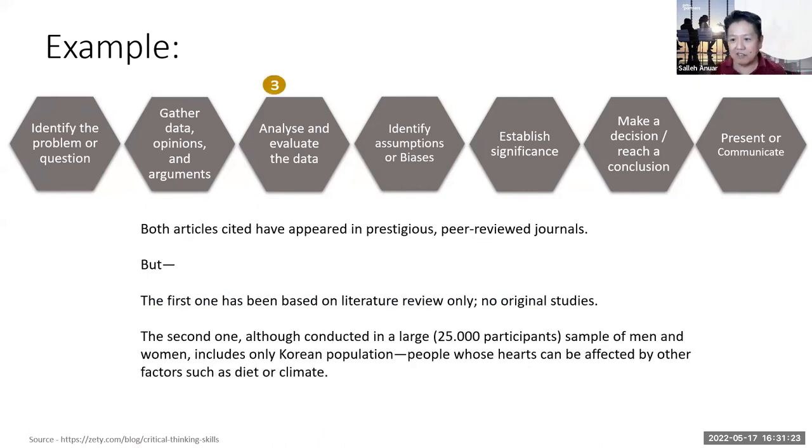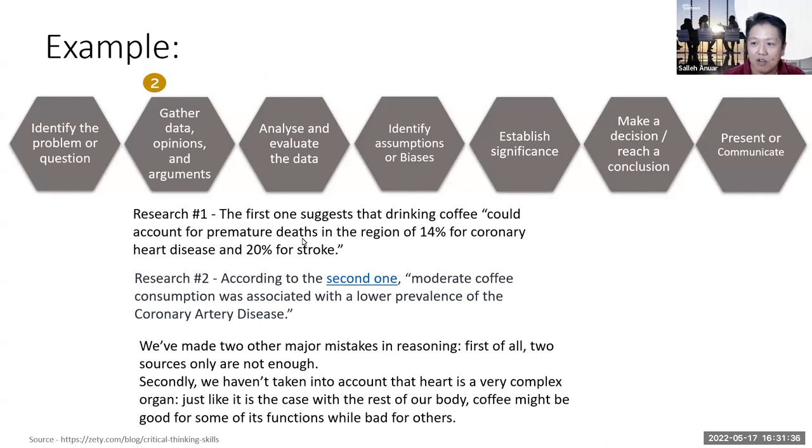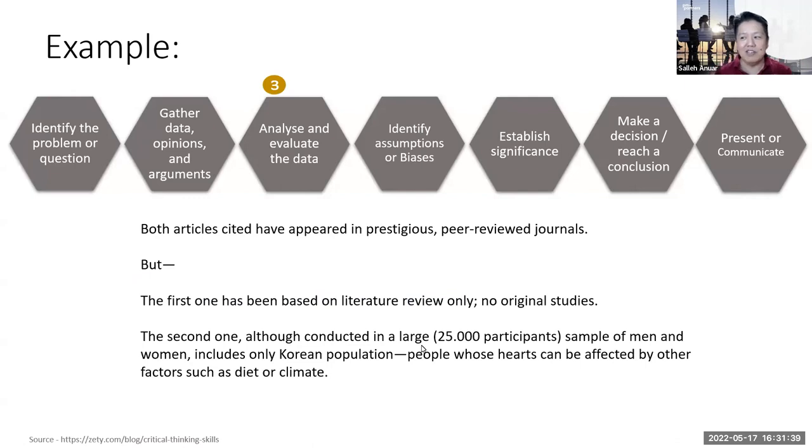Now, if we go to step 3, analyzing it, what we have realized is that when we look at the two articles, they have, of course, appeared in prestigious peer-reviewed journals. However, the first one, which was talking about how coffee could account for premature deaths, was only based on a literature review. It was not a study on its own. While the second one, although it was conducted with over 25,000 participants, men and women, is only for the Korean population. So it might not be representative of the entire human community, because climate, diet, all that are other factors. Now, do you see where the challenges are as we think critically through this problem statement that we posed to ourselves at the start?